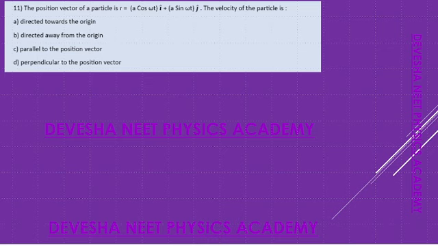The position vector of a particle is r equal to a cos omega t i plus a sine omega t into j. What is the velocity of the particle? This is a little intriguing. So how will you find this here? We know how the cos function works. The cos function is like this.